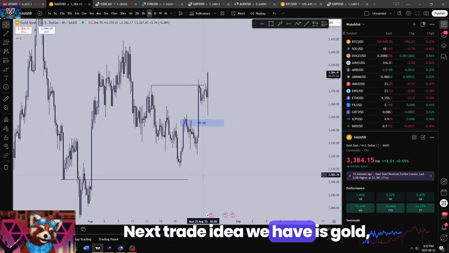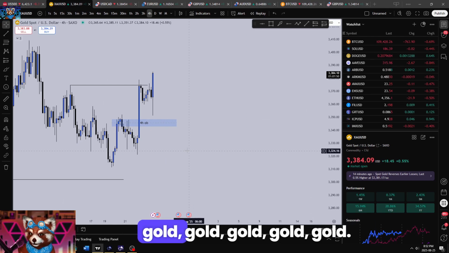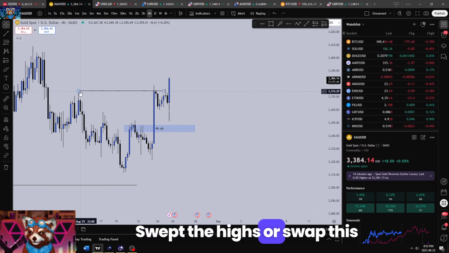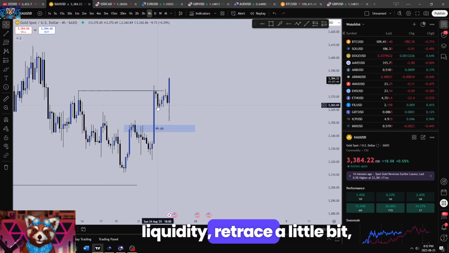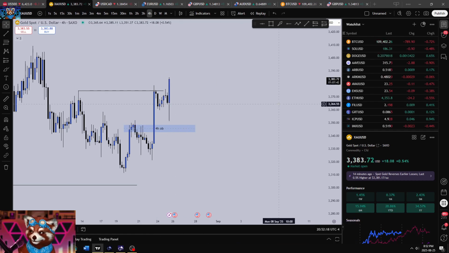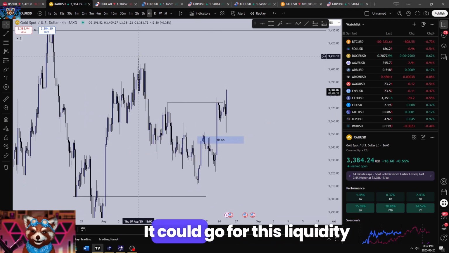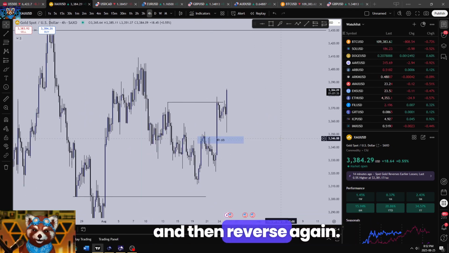Next trade idea we have is gold. Gold swept the highs, or swept this liquidity, retraced a little bit, went up again. This is an absolute no trade zone. What could we see happening? It could go for this liquidity and then reverse again.